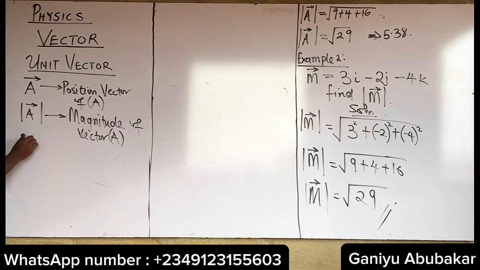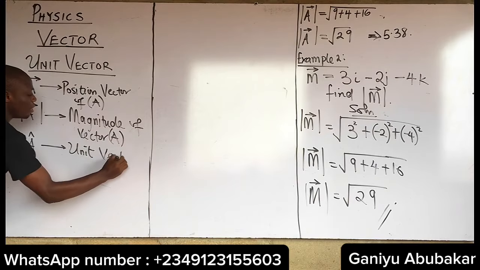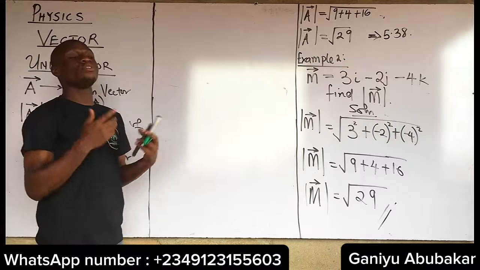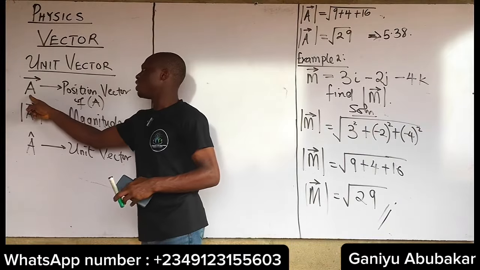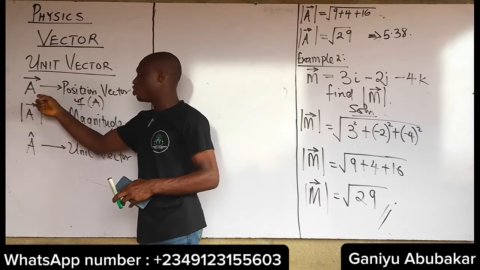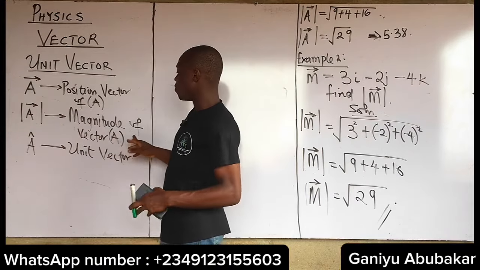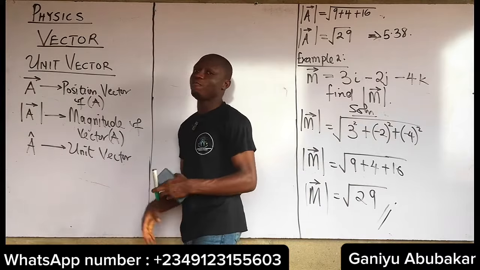And let's say I have this one here. This is called the unit vector. So we use a caret to represent the unit vector, as you can see. So this one here is called the position vector. This is called the magnitude or modulus of vector A, and this is called the unit vector of vector A.